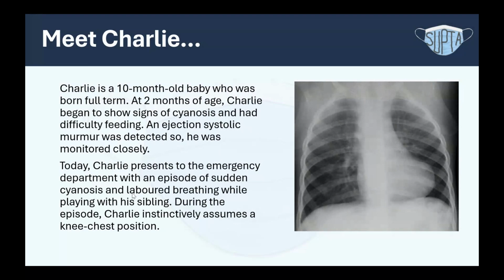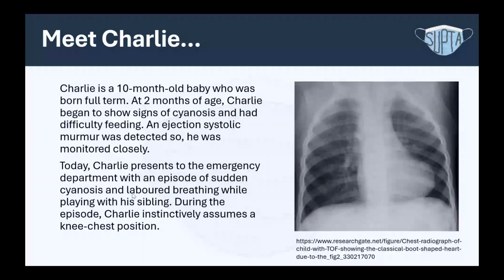Lucas says TET, T-E-T. I'm assuming they mean tetralogy. Right. So yes, you would be correct. Anyone else? So this would be suggestive. There's a bit of a delay on the chat side, but I'm getting other bits of tetralogy. That's all right. Okay. So yes, it is tetralogy of Fallot, and you would be correct.